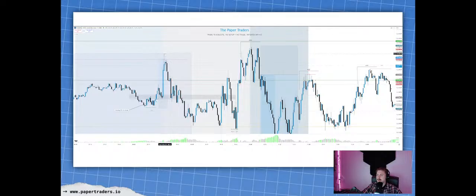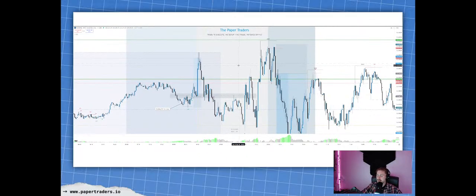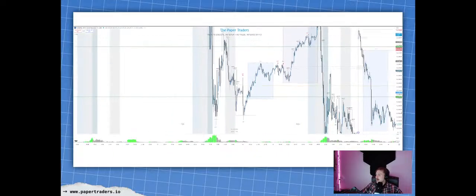We got that reversal right, double sweep right there. We get that reversal to the downside over here on the 1-minute with that SFP. Also get that run to the upside. So that's what we had on NQ there.